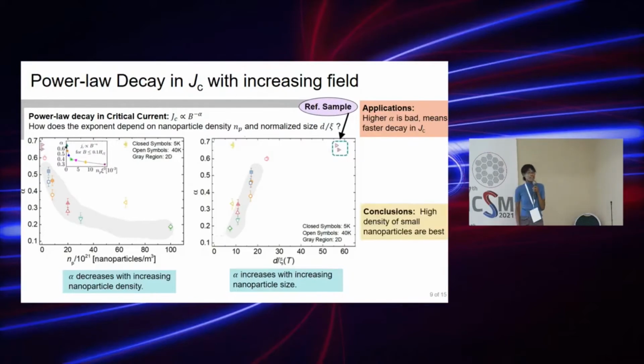So for the sake of applications, low alpha is going to be good. That means that JC is decreasing slower with increasing magnetic field. So when you look at this, you would say, okay, great. We want a high nanoparticle density, a high density of small nanoparticles to produce low alpha. That's going to be best for applications.